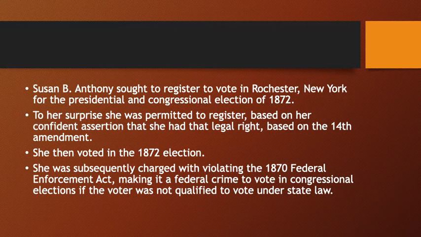And so she determined that she would make an effort to vote during the presidential and congressional election of 1872. She went to her place of registration in the city of Rochester, New York, and requested permission to register to vote. And to her surprise, she was permitted to register based on the confident assertion that she made that she had that legal right based on the 14th Amendment. She then went forward and voted in the 1872 election. And interestingly, once the news was shared that she had been permitted to register, another dozen or so women also undertook to register, and many of them also voted in the 1872 election.